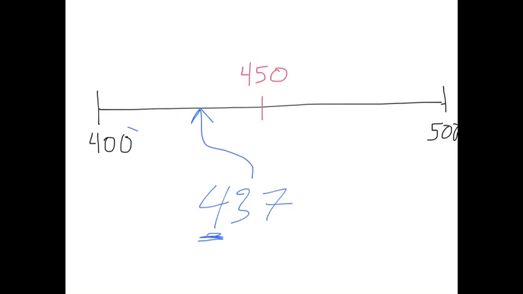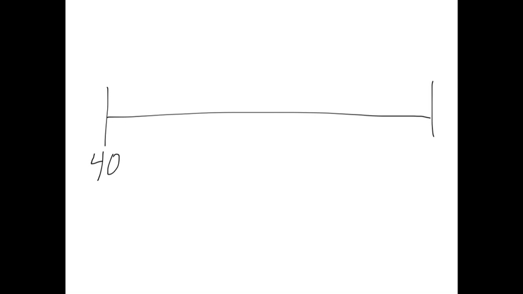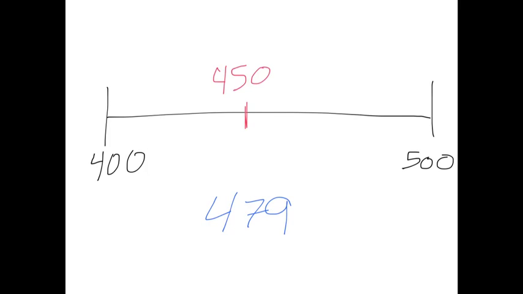So when we round, we would round 437 to 400. On the other hand, if we have a number line from 400 to 500, and we want to round 479, again, we know that here's the middle where 450 is, and 479 is somewhere over here. So we see that 479 is closer to 500, so we round that to 500.